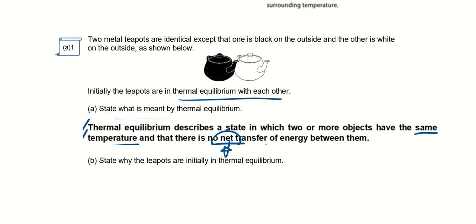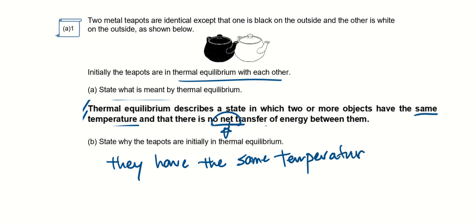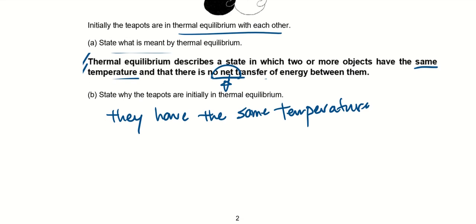Okay, state why the teapots are initially in thermal equilibrium. They have the same temperature, that's it. Okay, so if I'm not wrong, this was a very old O-level question, right?